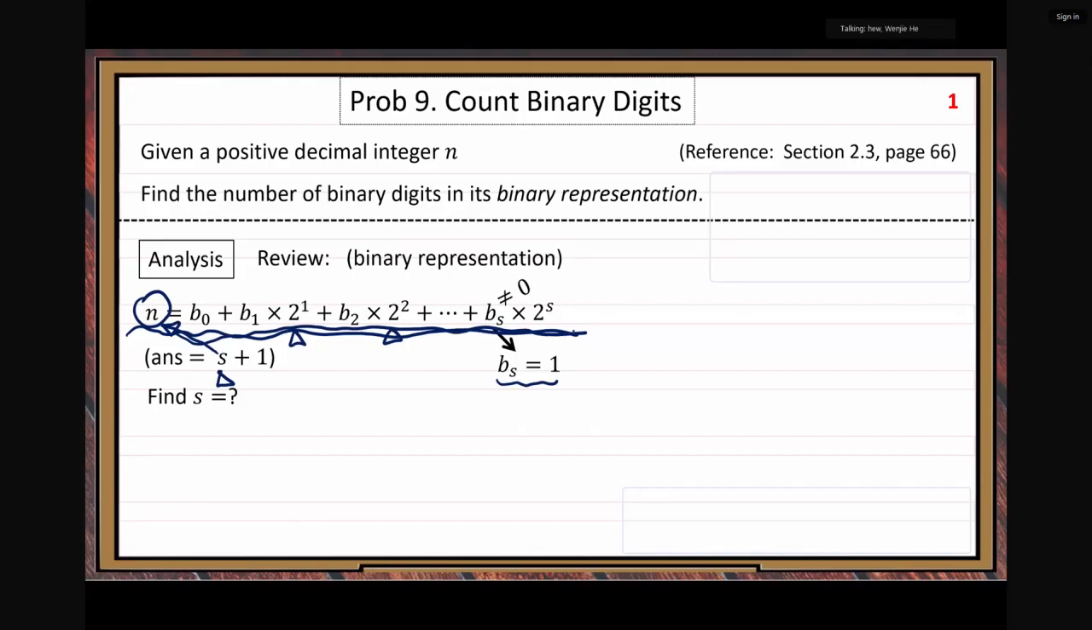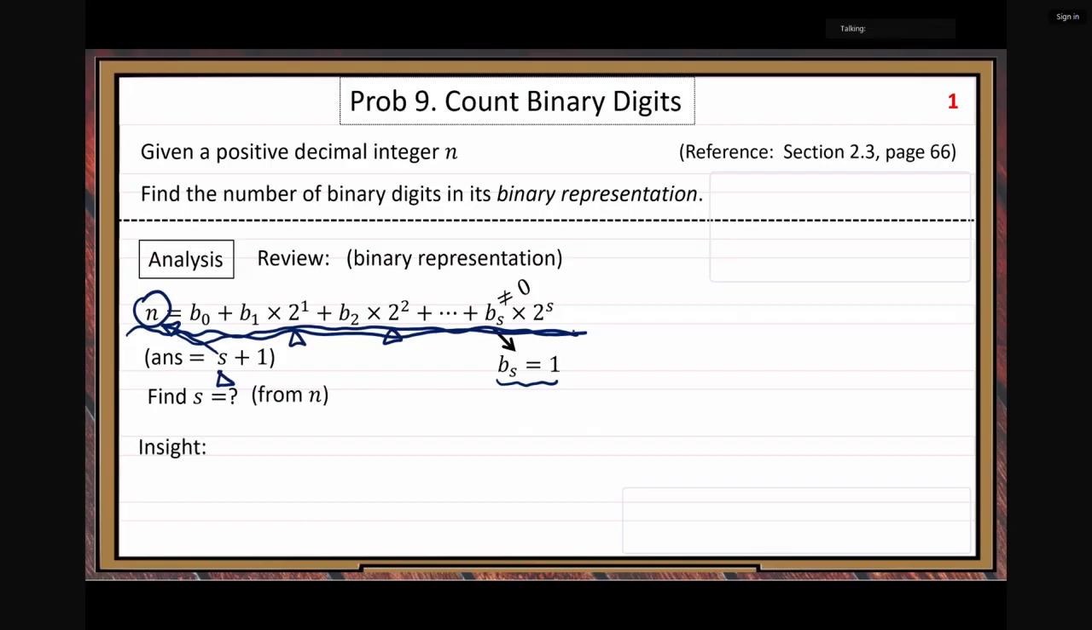Division by 2, how about that? Integer division by 2 on both sides. On the right-hand side, when you do division by 2, you get the same structure. For b0 over 2, because it is integer division, the fraction part we just throw away. So we do integer division by 2 on both sides.